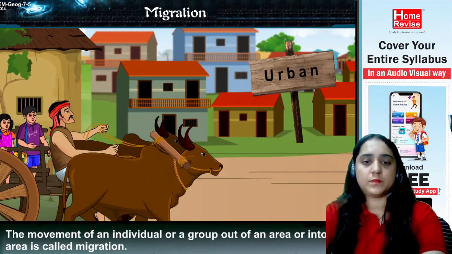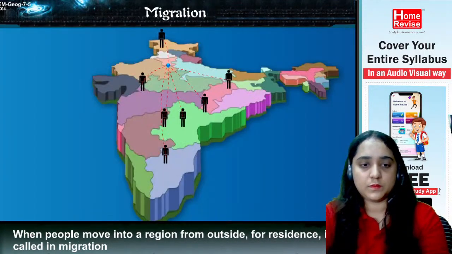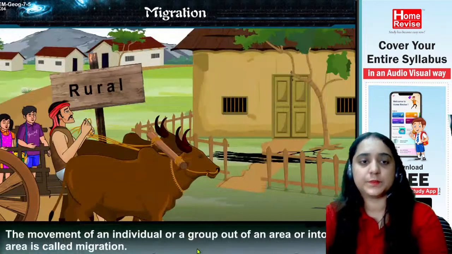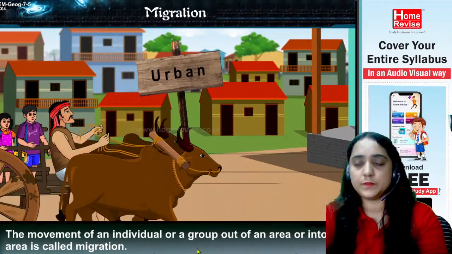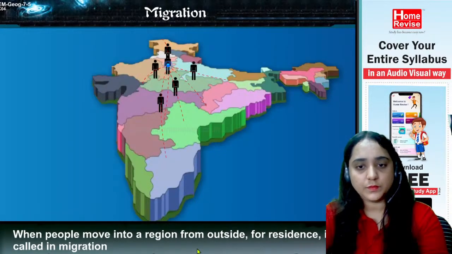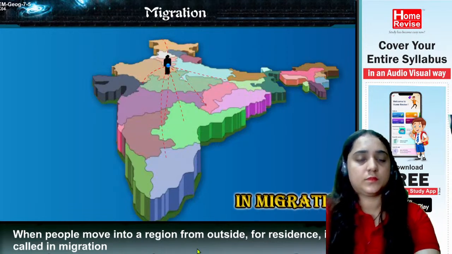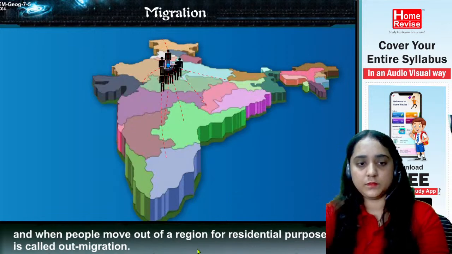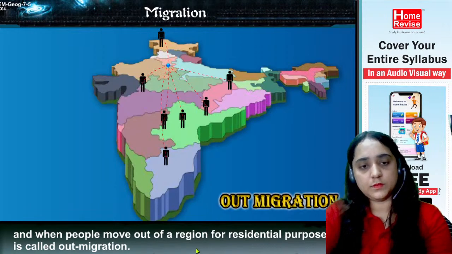The movement of an individual or a group out of an area or into an area is called migration. When people move into a region from outside for residence, it is called in-migration. And when people move out of a region for residential purposes, it is called out-migration.